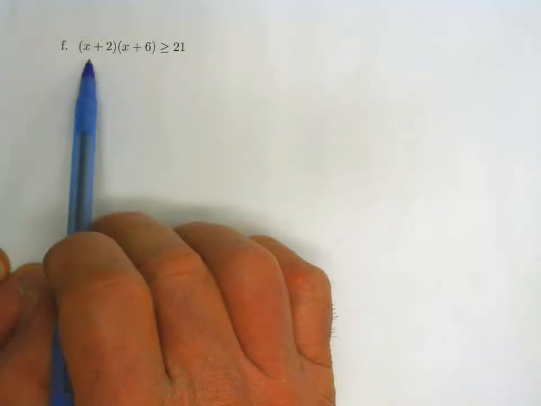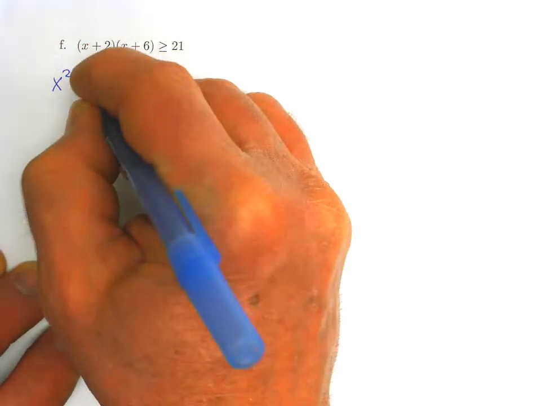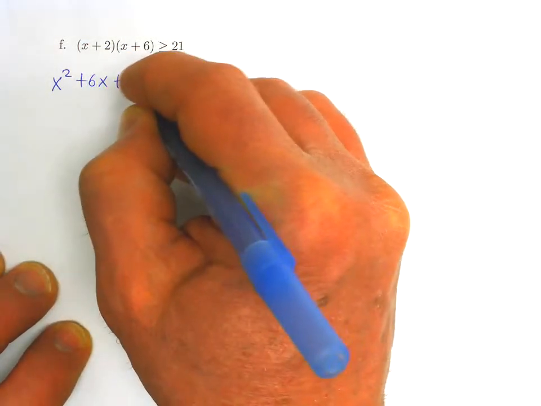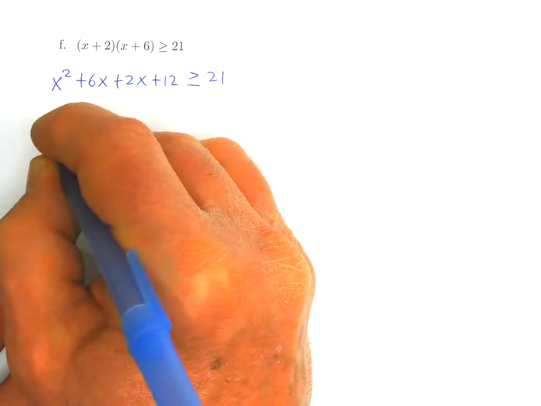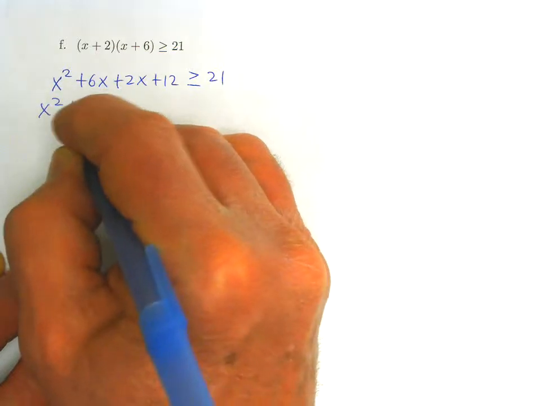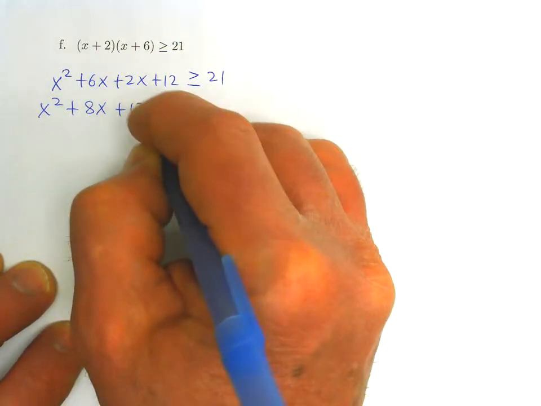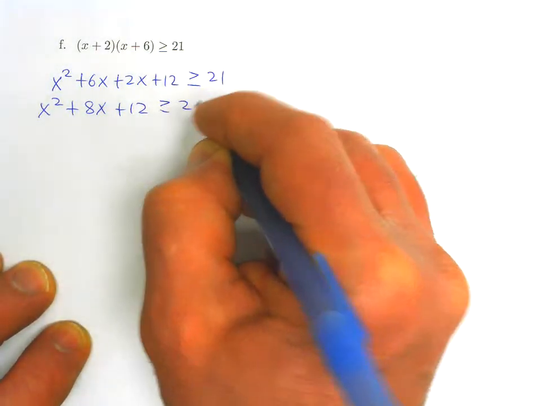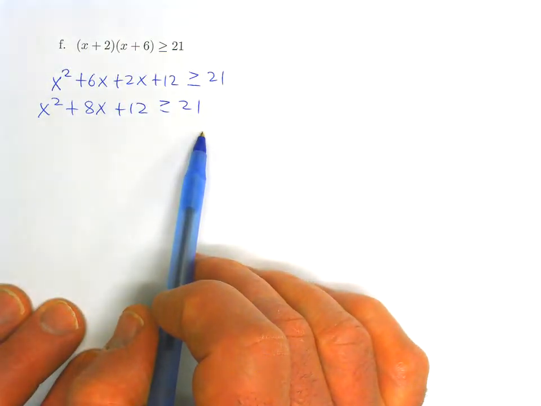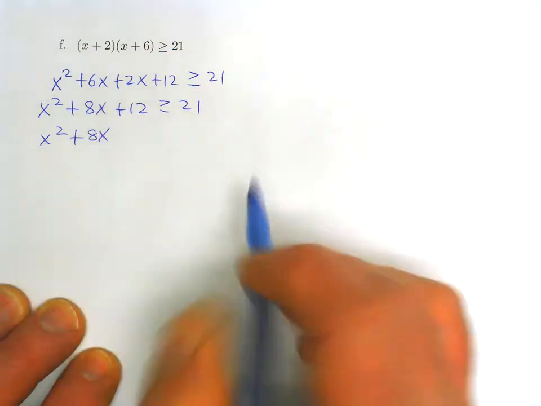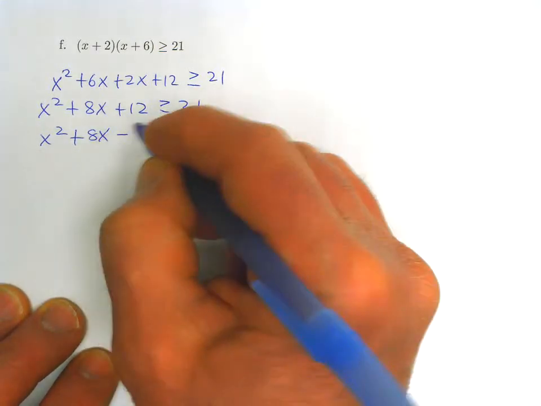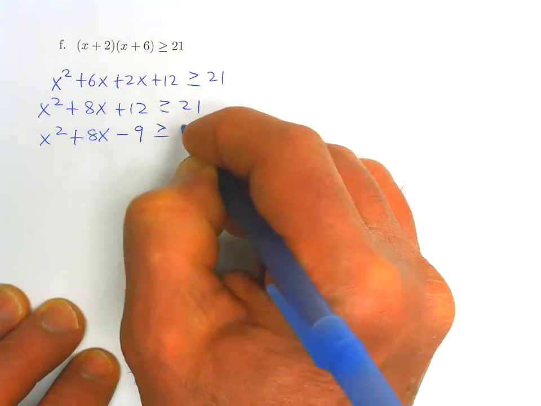So first we'll multiply (x + 2)(x + 6), and we get x squared plus 6x plus 2x plus 12 is greater than or equal to 21. And then x squared plus 8x plus 12 is greater than or equal to 21. Then we'll subtract 21 from both sides, and we'll get x squared plus 8x. 12 minus 21 is negative 9, so we have minus 9 is greater than or equal to 0.